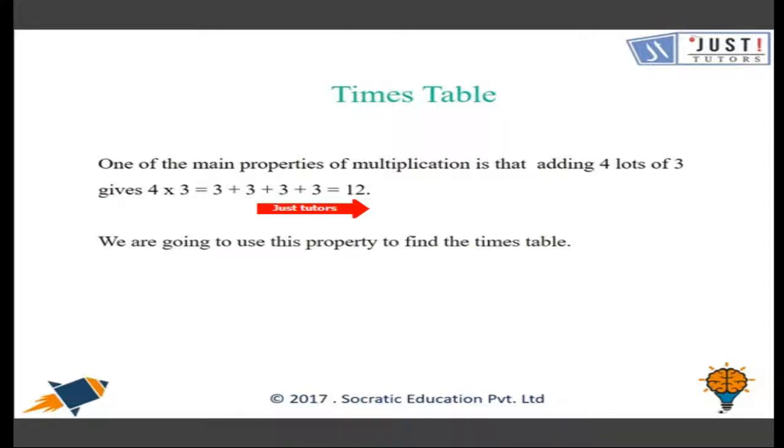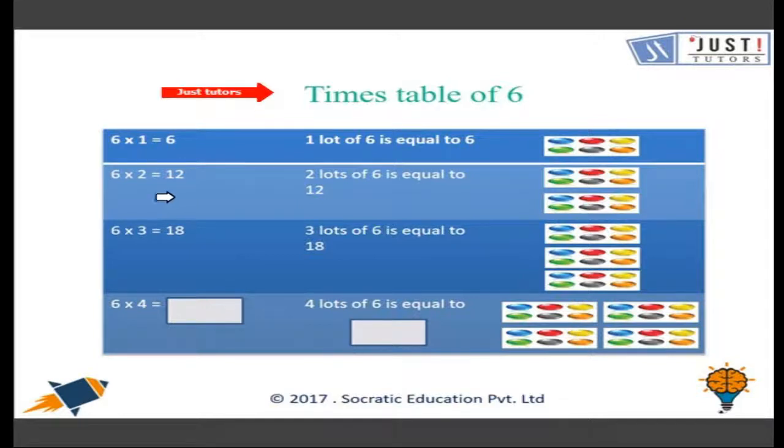We'll start with the times table of 6. So for 6 times 1, we have to find out how many there will be in 1 lot of 6. So there's 1 lot of 6, which is equal to 6. So 6 times 1 is 6. Now, for 6 times 2, we have to find out how many counters there would be in 2 lots of 6, which is 12. So 6 times 2 is 12.